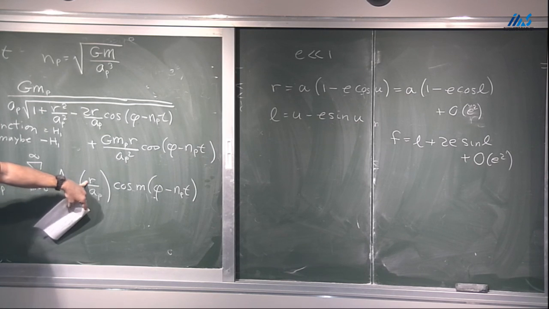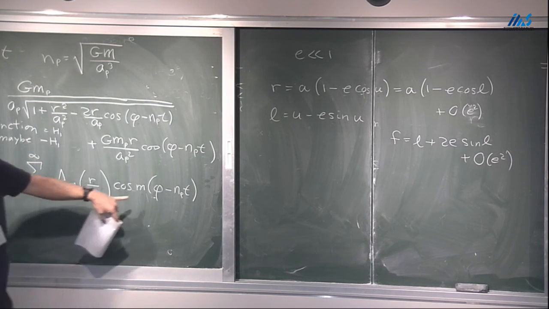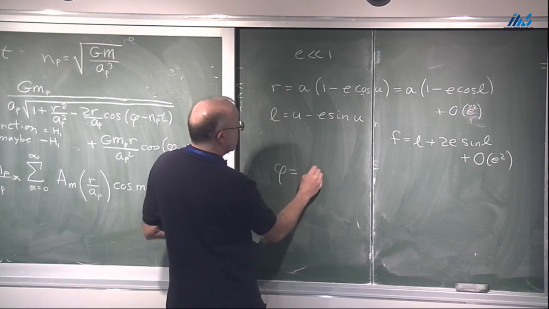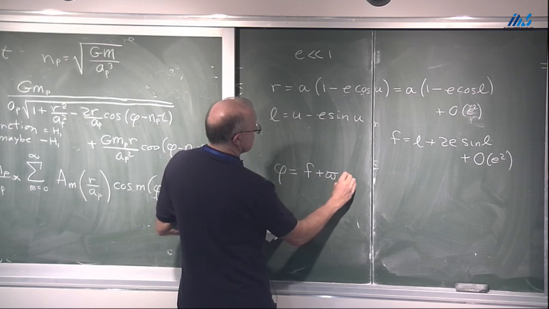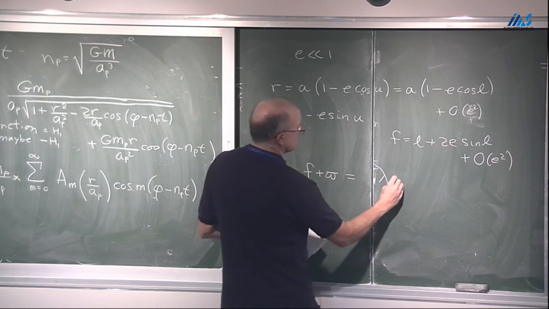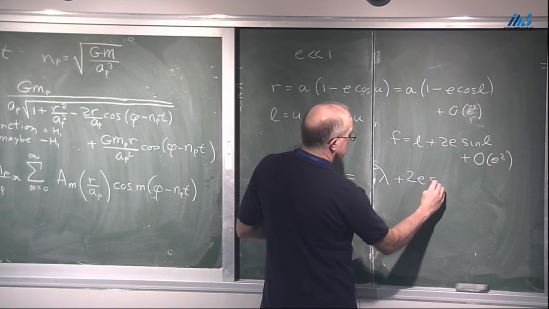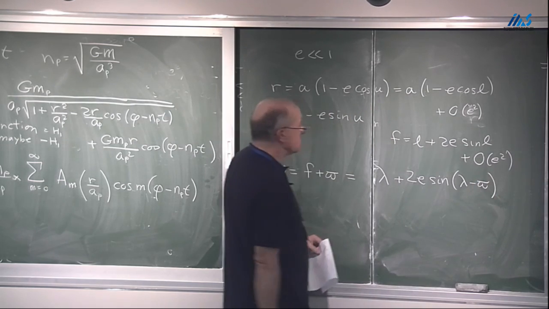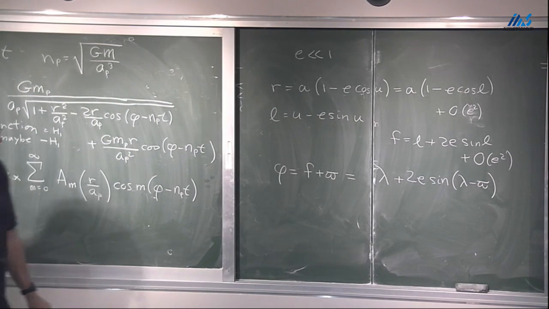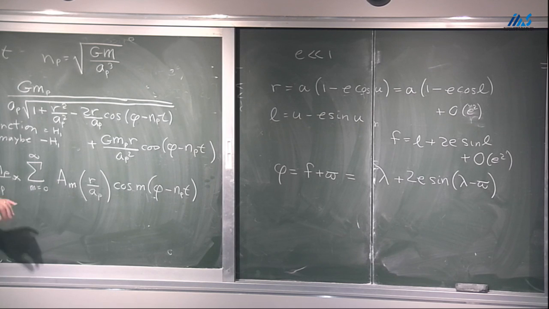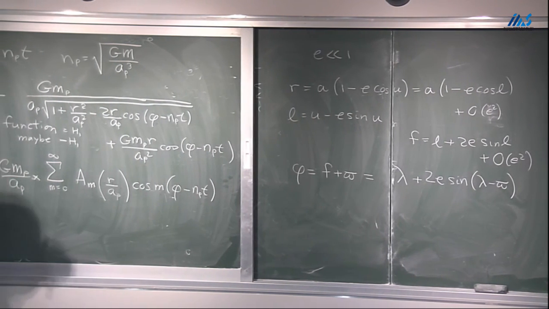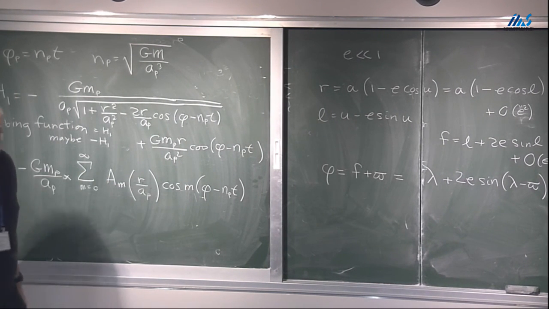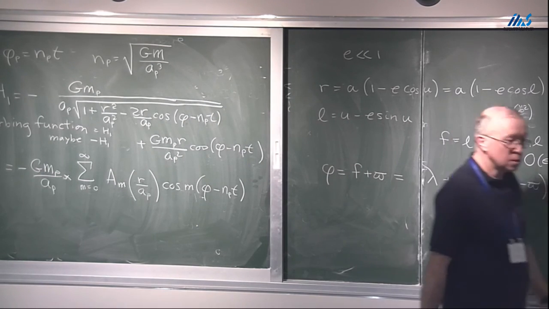So with that, you can replace r by the orbital elements, and then phi is just f plus omega, and so that's the same as lambda plus 2e times the sine of lambda minus omega. Okay, so let me stop there, and I think my next lecture is supposed to be on numerical methods, but I'll just spend the first few minutes finishing off the discussion of resonances.